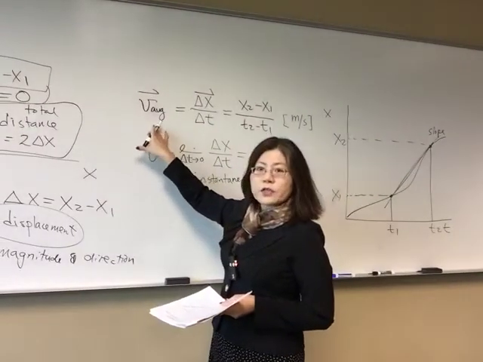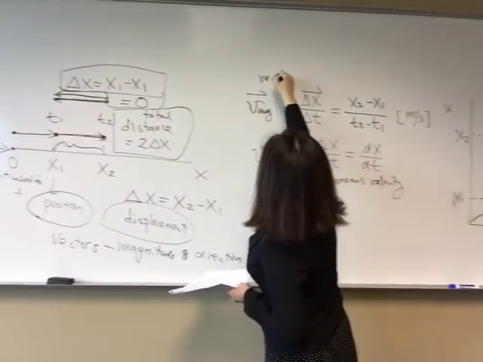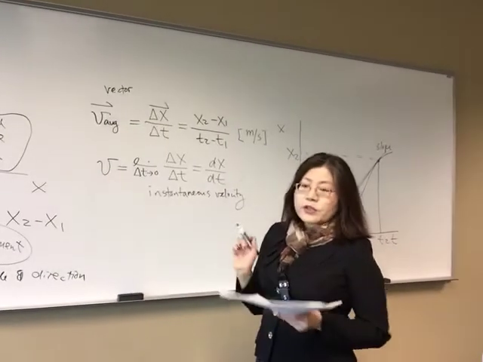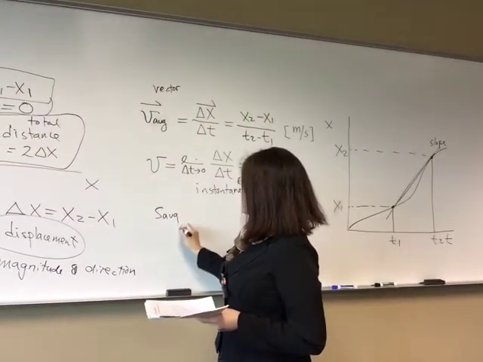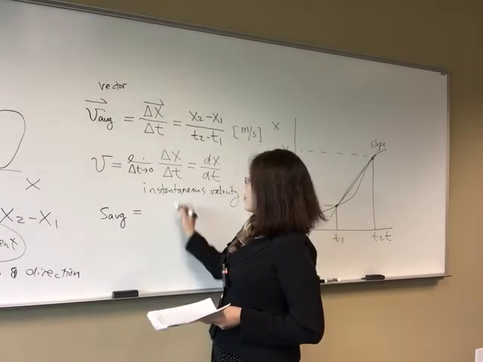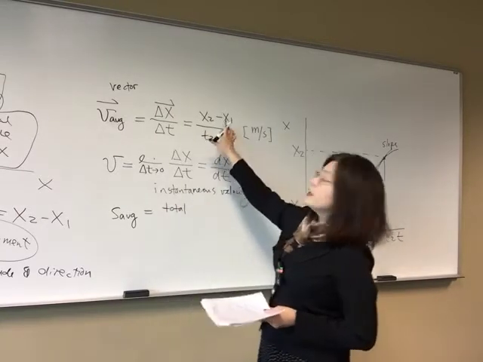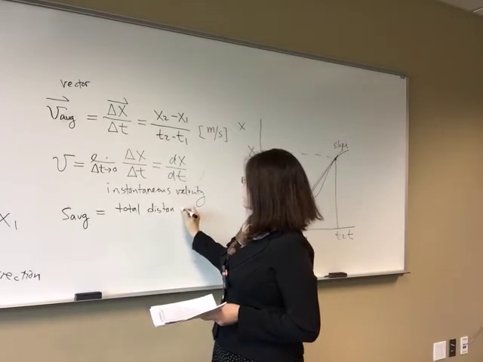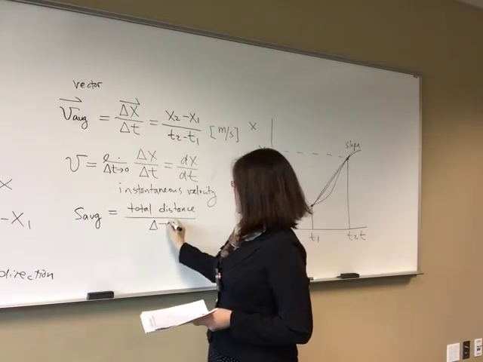Like I said, velocity is a vector. So you have the vector sign, so this is a vector. There's another quantity, we call that average speed. What is the average speed then? We use S to indicate average speed. So the average speed is equal to the total distance. See, now we're not using the displacement, we're using the total distance over the total time, delta t.